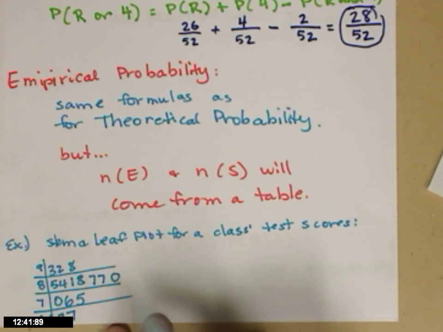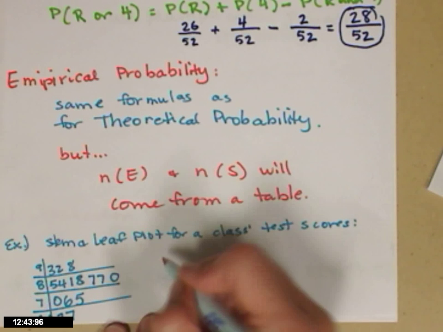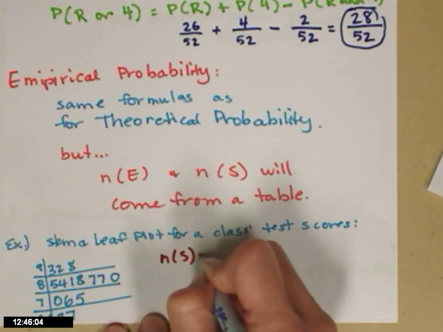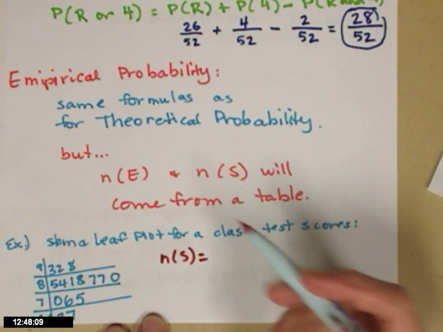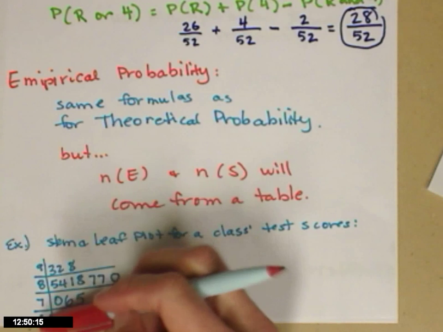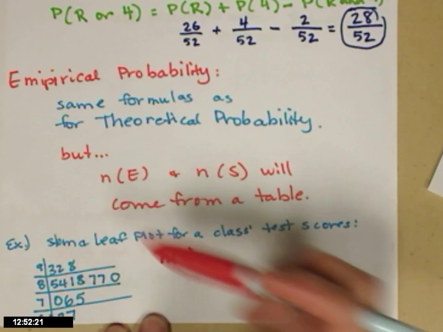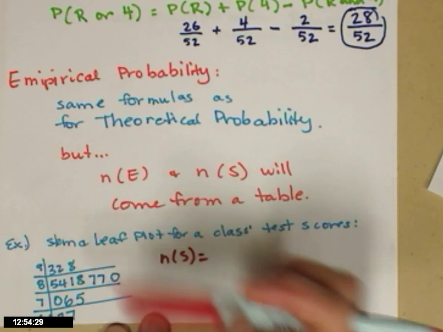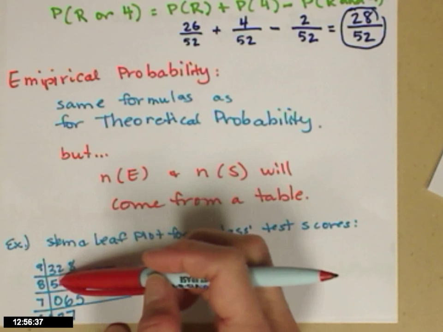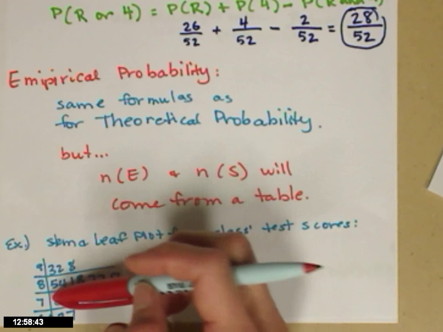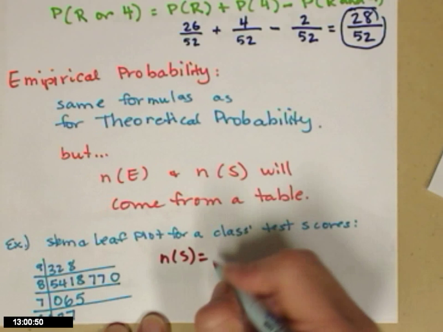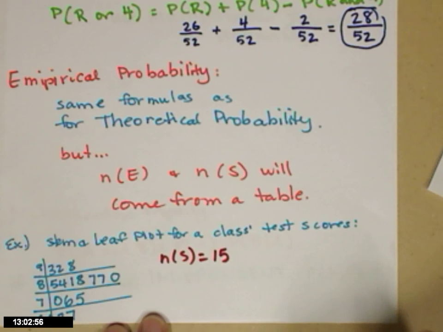Okay. So from this, let's count. Let's first of all see what n(S) is. How many are in my sample space? I don't have to count my stems, because they're just giving me the actual numbers, but I have 1, 2, 3, 4, 5, 6, 7, 8, 9, 10, 11, 12, 13, 14, 15. I have 15 students in that class, it looks like.